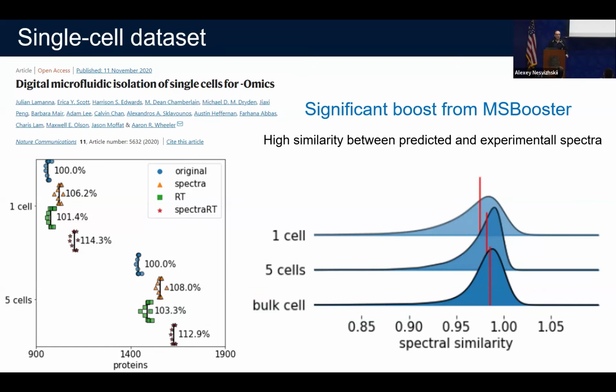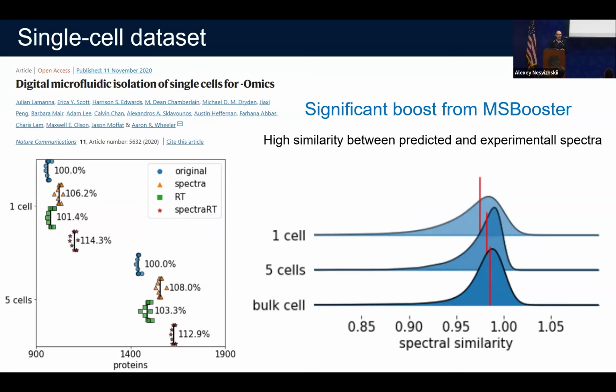So in general, we do not, for example, in our tools now use any single cell specific deep learning model for predicting spectra or retention times. And still we get 5 to 10, sometimes 15% increase in the number of identifications by utilizing predictions when applied to single cell data. So here is, for example, one data set where if you look at the spectral similarity between the predicted and experimental spectrum for the single cell run versus 5 cell versus bulk cell, you see that the spectral similarity is pretty much the same, even for single cell data as for bulk data.